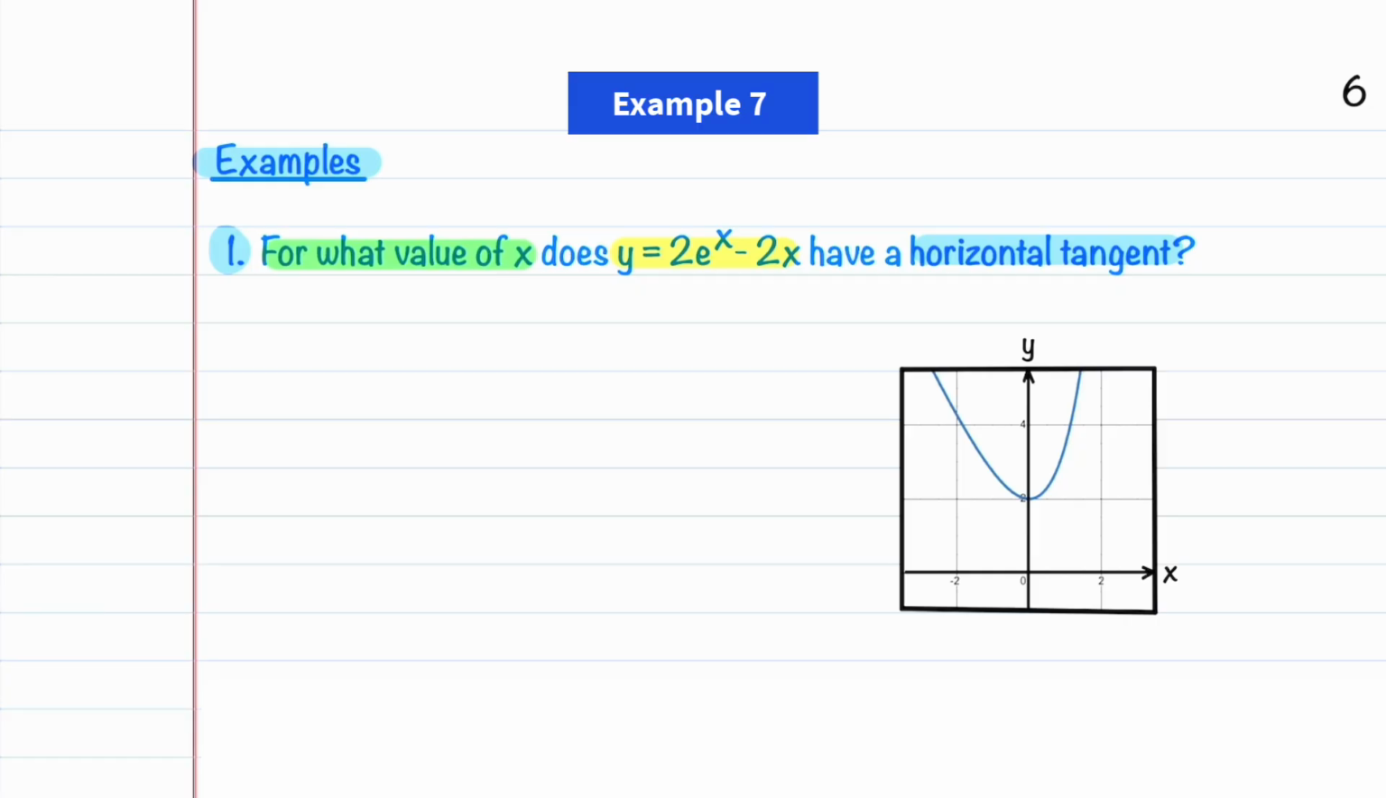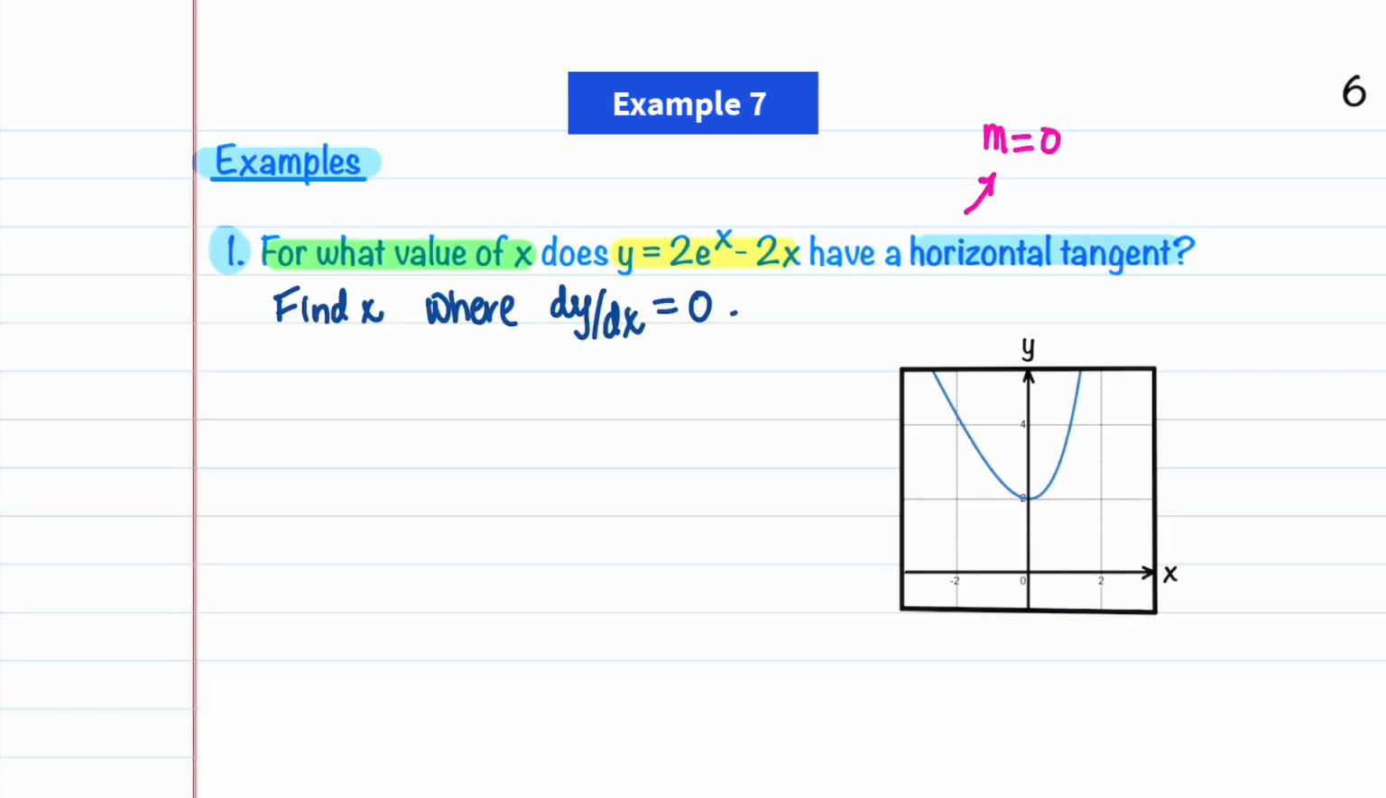A horizontal tangent is going to happen where the slope of our curve is equal to 0. So that means we want to find x where our slope, or our derivative dy/dx, is equal to 0. This means that the way we're going to start is by finding the derivative and setting it equal to 0, and then we're going to solve for x.